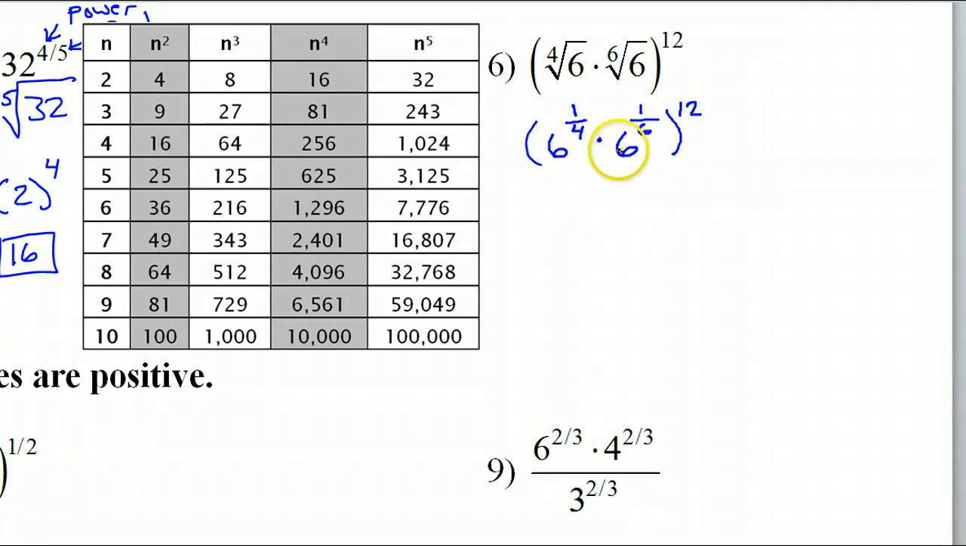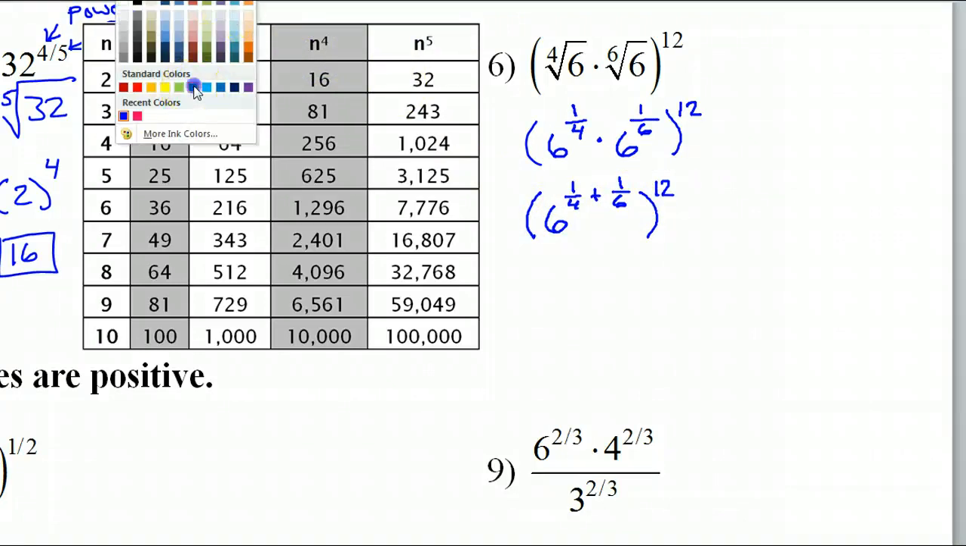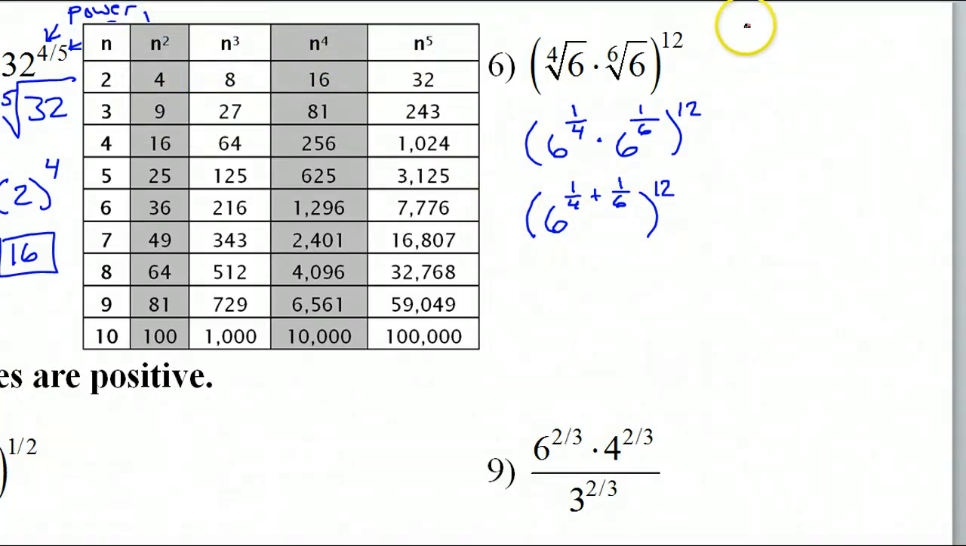Now, when you multiply, you add the exponent. So this is going to be the same thing as having 6 to the 1/4 plus 1/6 power. Alright, all of that to the 12th power. So look, I need to add 1/4 plus 1/6, which I will do off to the side. So if I add 1/4 plus 1/6, the way I do that is I multiply the denominators to make them be the same. I need like denominators.